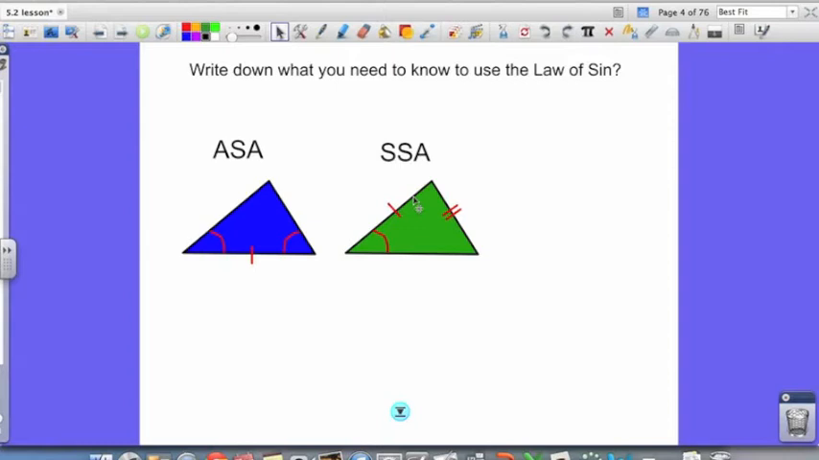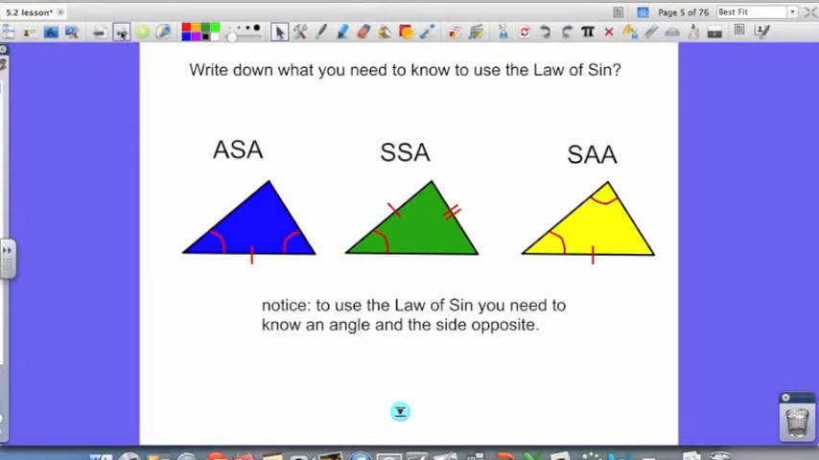Case 1, case 2, case 3, case 4, whether you have 1 triangle, 0 triangles, or 2 triangles off of it. And then we also have side, angle, and if you notice, I put down here, you use the law of sines. To use the law of sines, you need to know an angle and the side opposite. So here I have an angle and a side opposite. Here for angle, side, I have an angle and a side opposite.